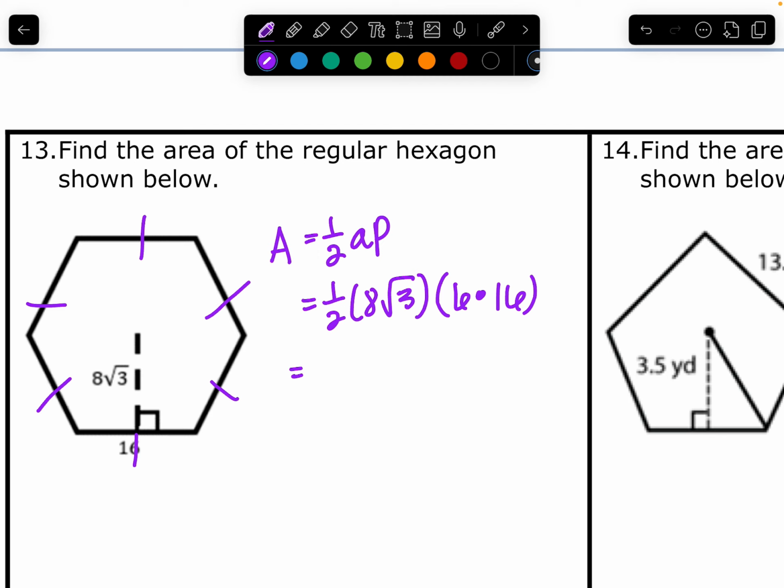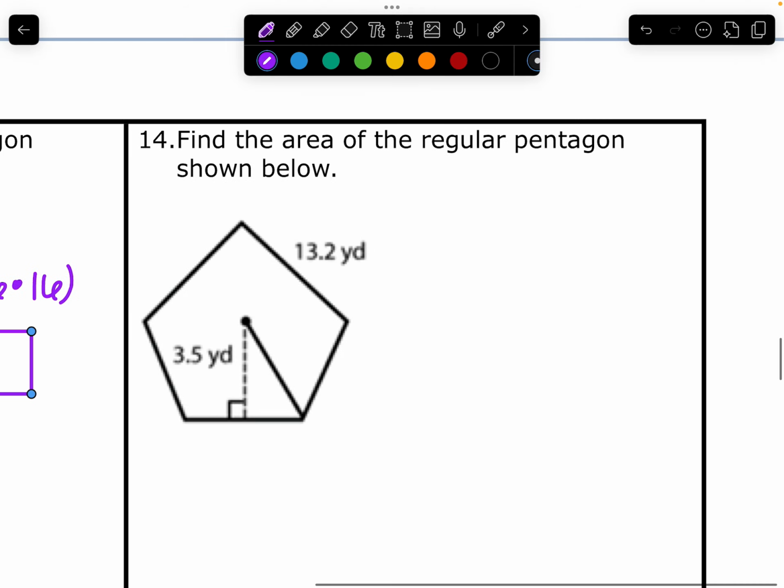Okay, and that will give us 665.11. It didn't tell us where to round, so I'm just going to round it to hundreds place. Go ahead and try number 14.